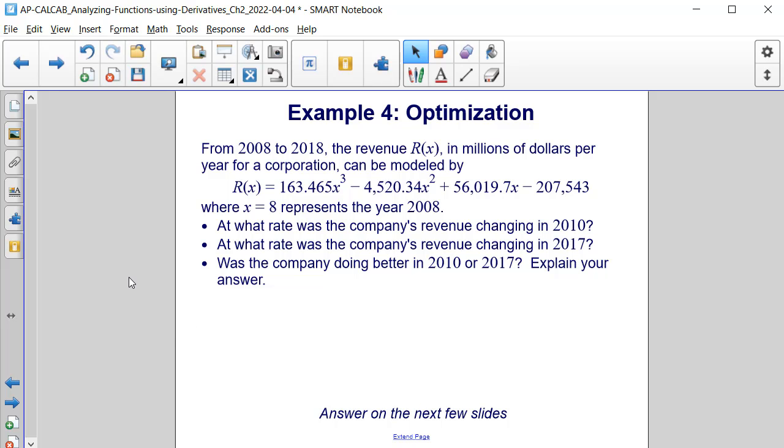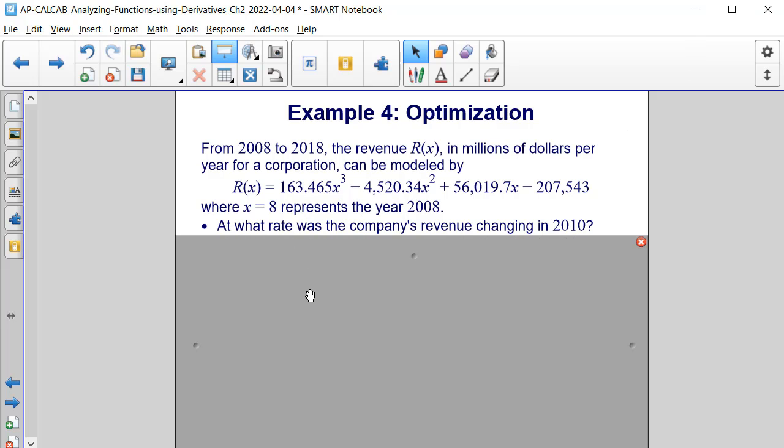At what rate was the company's revenue changing in 2010? At what rate was the company's revenue changing in 2017? And then, was the company doing better in 2010 or in 2017? Explain your answer. Let's get started.